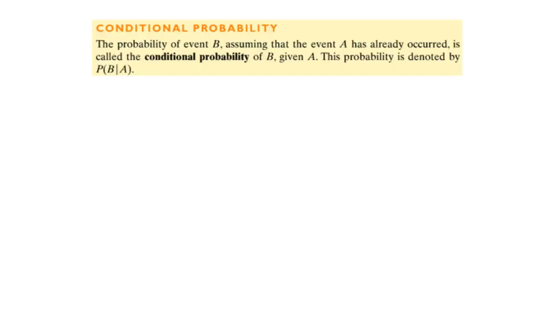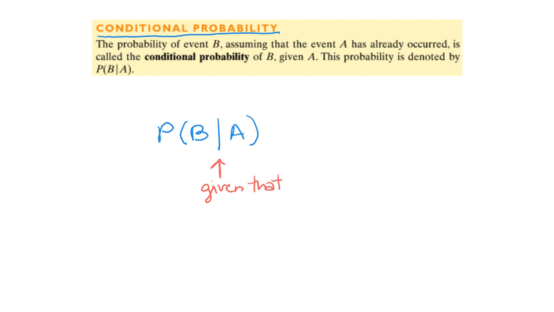Our final concept for this section is conditional probability. It states the probability of event B, assuming that event A has already occurred, is called the conditional probability of B given A. All right, and it says this probability is denoted by this symbology right here. The probability of B, vertical line, A. This vertical line means given. We would say given that. So the way we would read this is the probability of B given that A has occurred.